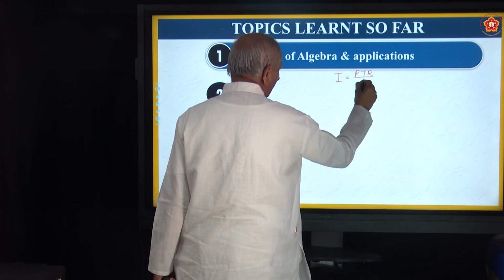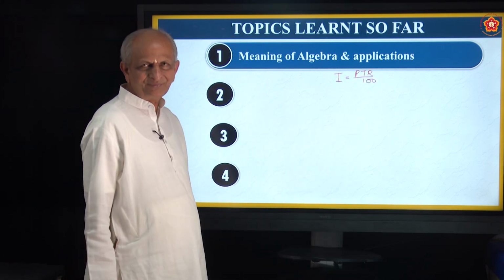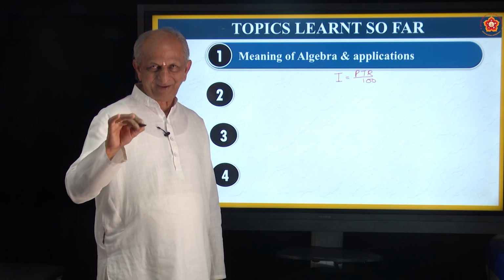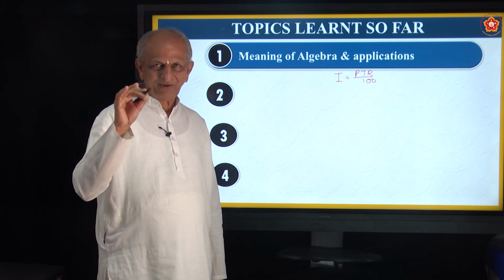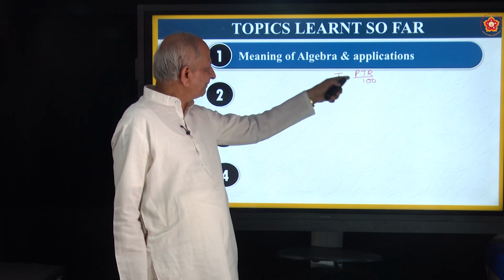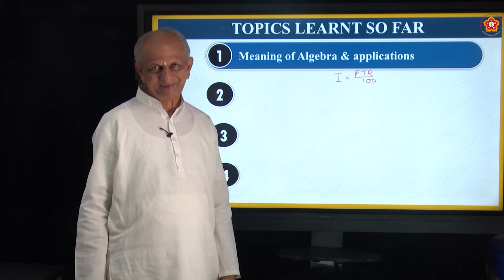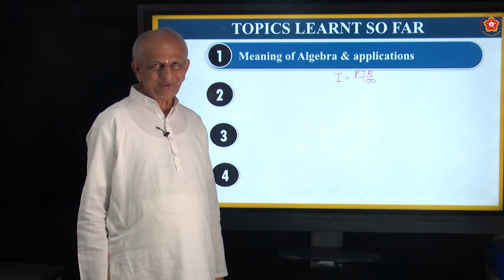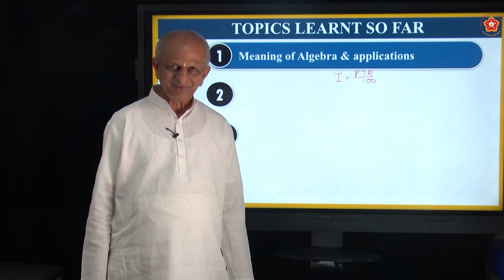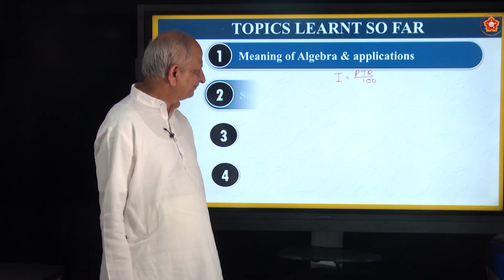So, this formula will help for the calculation of interest, correct? I means what? Interest, P is for principal, T for time, R for rate of interest. So, this formula is the product of algebra. Like that there are so many formulas, correct? So, we have got algebra, a very interesting branch of mathematics which solves the problems easily, correct?